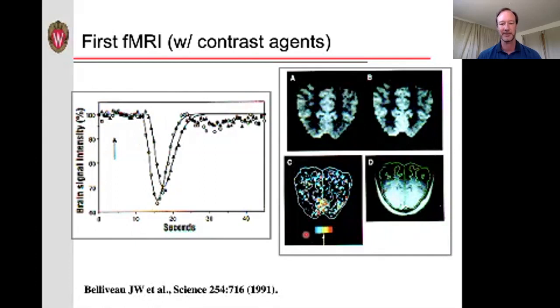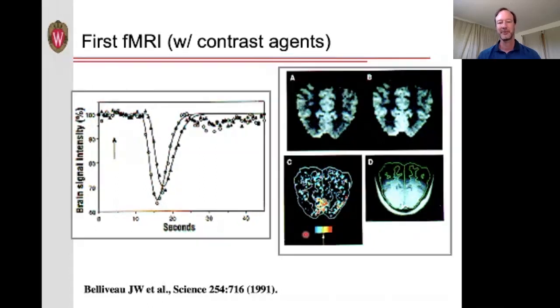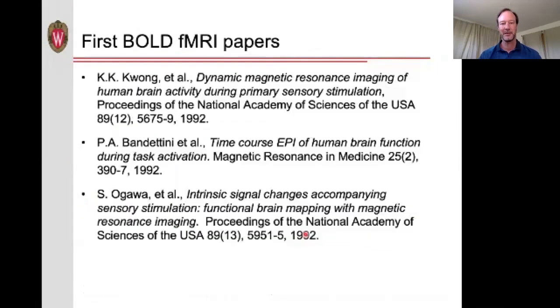Now, interestingly enough, only a short time after this was demonstrated, it already was obsolete because several groups have shown that you can get similar measures of brain function, but using just the endogenous contrast, that is the blood oxygenation, rather than having to inject a contrast agent.